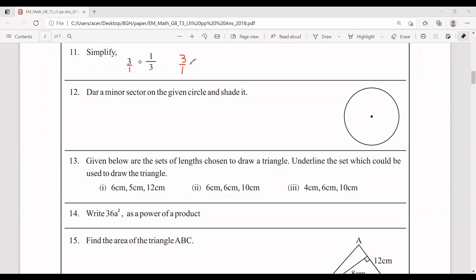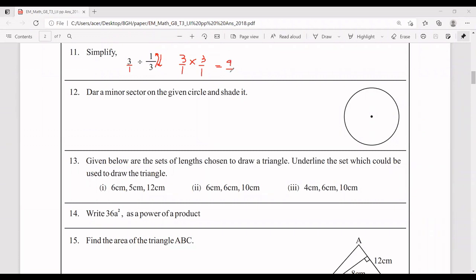Division is converted into multiplication, and we interchange the numerator and denominator. Get the reciprocal of the right hand side: 1 over 3 becomes 3 over 1, okay? Now, 3 into 3, 9. 1 into 1, 1.